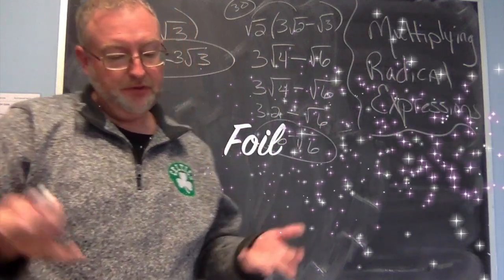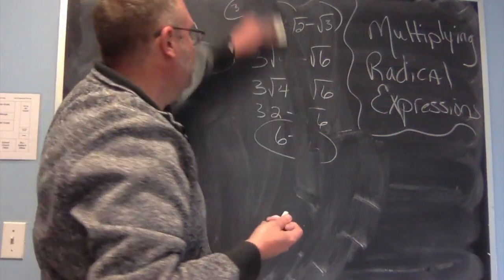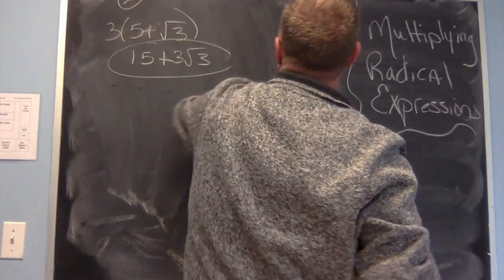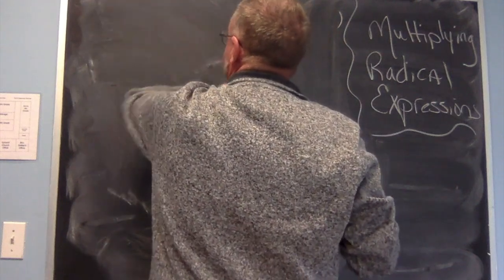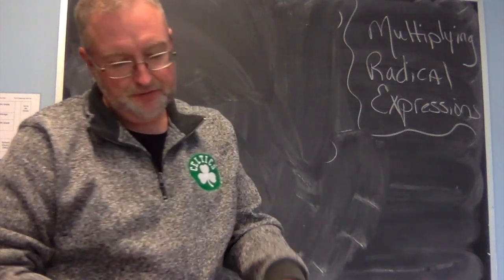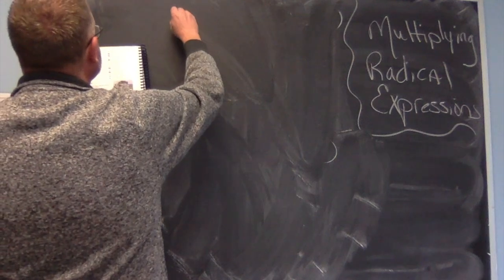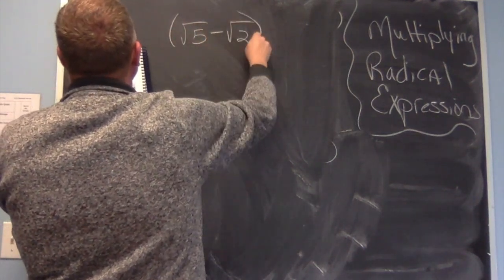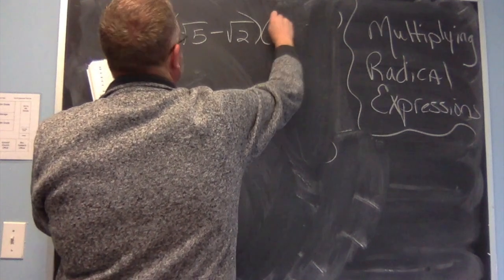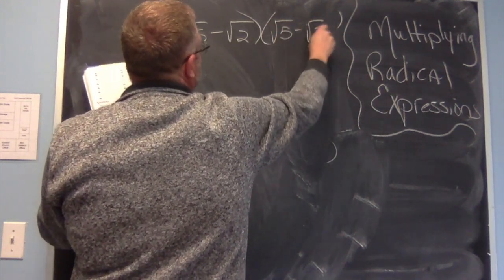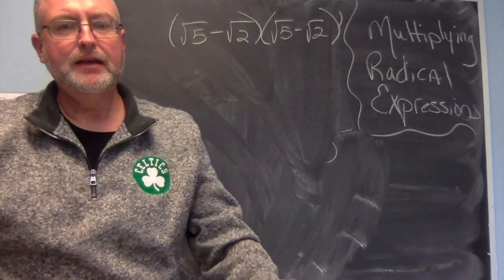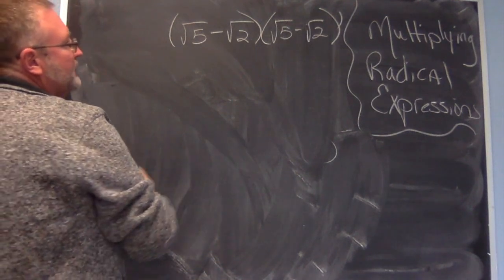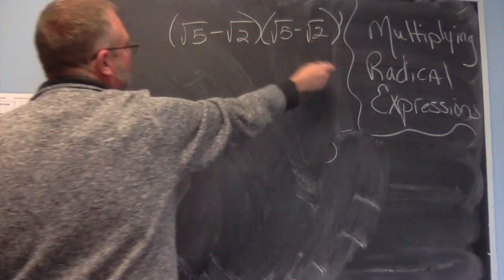Okay, so number 34, let's do that one real quick, and then I'll do one more. Number 34 says this. We have the square root of 5 minus the square root of 2, and we're multiplying that by itself. Square root of 5 minus the square root of 2. Alright? So when we multiply this, first, outer, inner, last. When we have two binomials, we FOIL it.